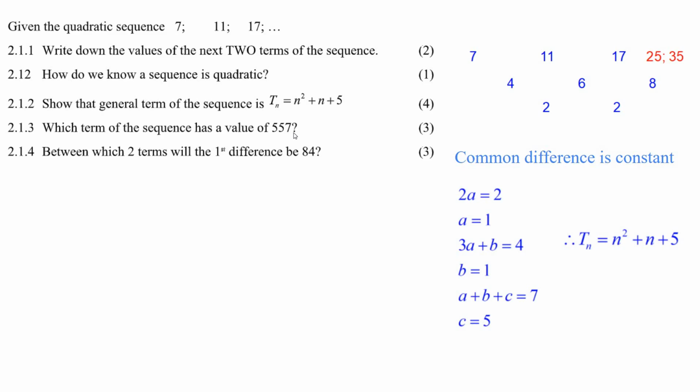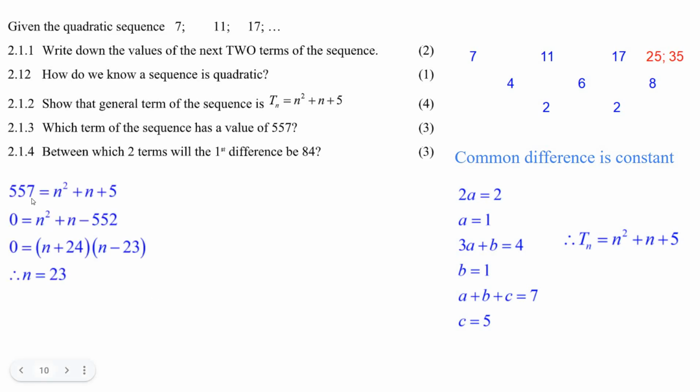Which term has a value of 557? Well, you take that 557 and you make it equal to the formula for the sequence. Then you subtract 552. And now you might want to put that into the quadratic formula. A is 1, B is 1, and C is this big giant negative number. When you press equals in the quadratic formula, you'll get two answers. The positive answer is your answer. It's the 23rd term.